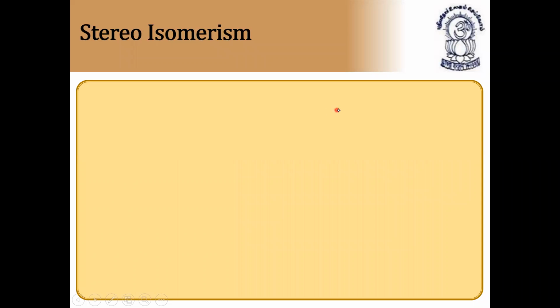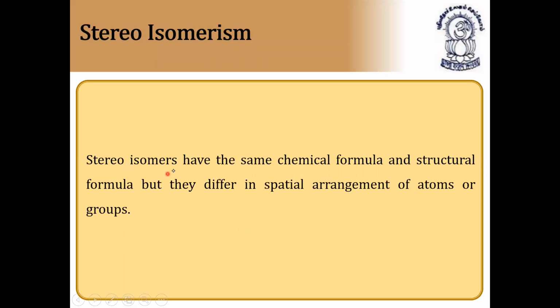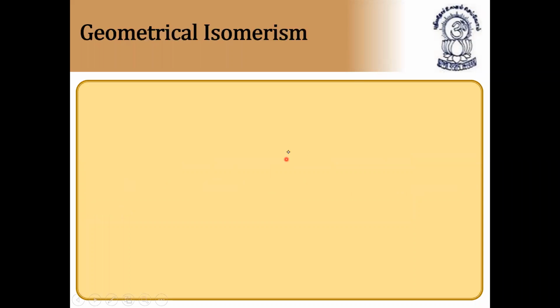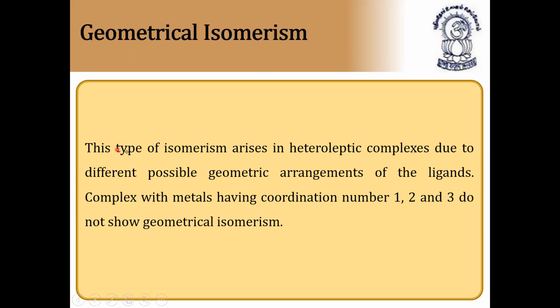Now we'll do the next concept. Next we have stereoisomerism. Stereoisomers have the same chemical formula and structural formula, but they differ in spatial arrangement of atoms or groups. This is called stereoisomers. It is of two types: one is geometrical and another is optical. So let us see now geometrical isomerism.